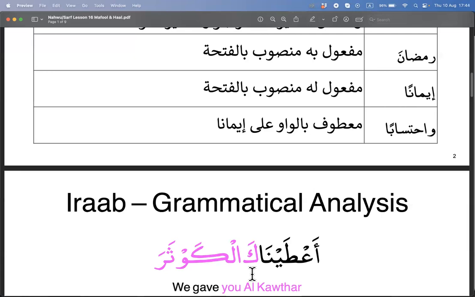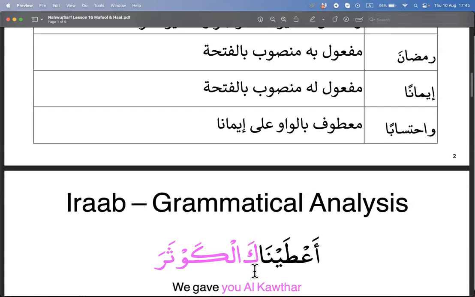It doesn't tell you it's nasab or jar also, right? It only tells you who it is, okay? So this word is fixed, it's mabni, it's always going to be ka for anta. So it's domir muttasil, it's mabni, and mabni ala al-fath. Yes, you can say mabni al-fath.